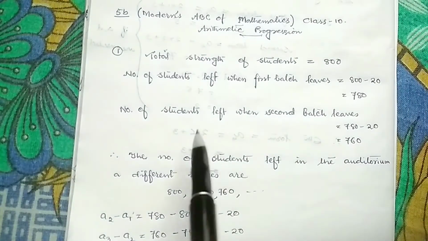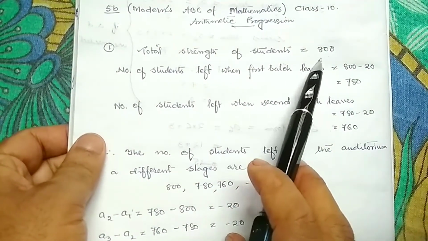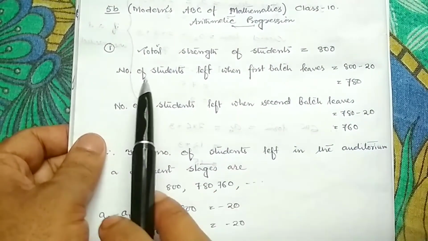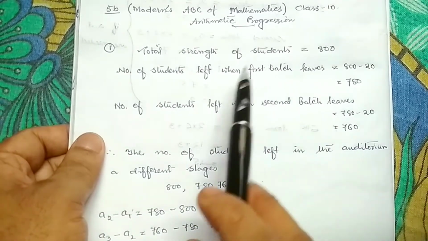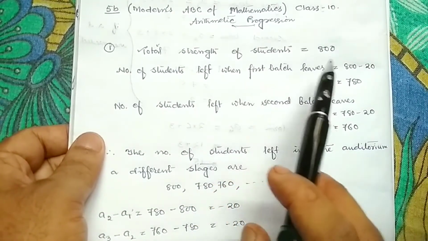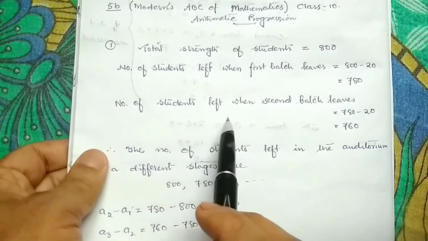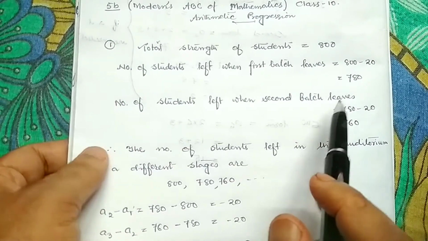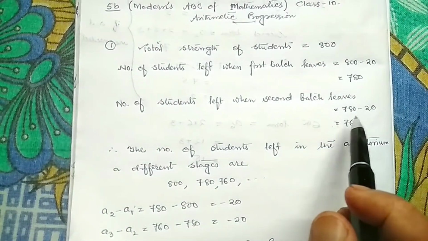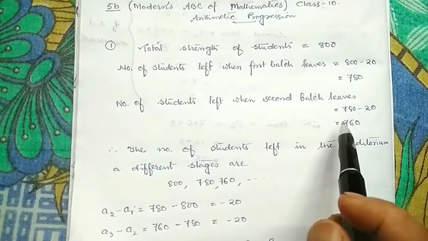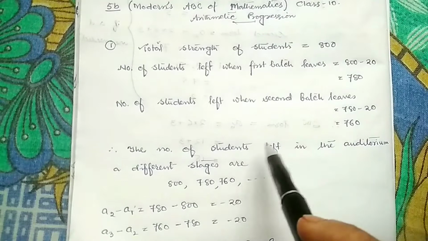Now here total strength of students in the hall is 800. Initially it is given in the question, 800. Number of students left when first batch leaves. In the batch how many are there? 20. So 800 minus 20. How many left? 780. Number of students left when second batch leaves. Now from 780 again another 20 will leave. So we are left with 780 minus 20, 760. Now only these three cases we have considered. No need to consider all the cases.